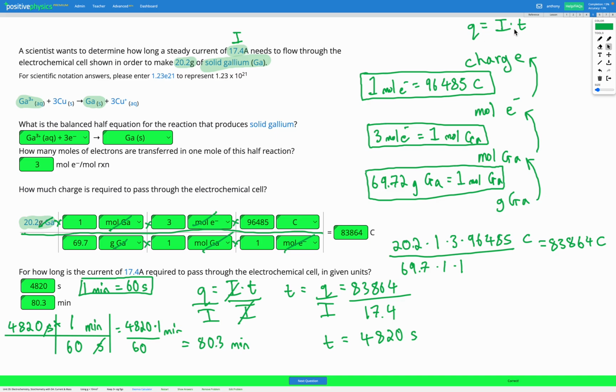Remember, you're also going to need to use Q equals IT to either use your current and your time to find your charge at the beginning, or to use your charge along with the current or the time to find the time or the current. Remember, our conversion factor between grams and moles can be found by the molar mass of that substance from the periodic table on the reference sheet. The conversion between moles of our substance and moles of electrons can be found using the balanced half equation. And the conversion between moles of electrons and charge is going to be found using Faraday's constant.